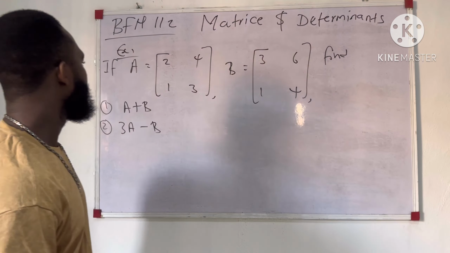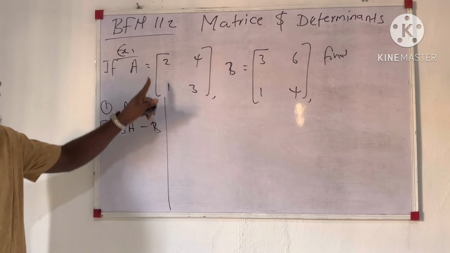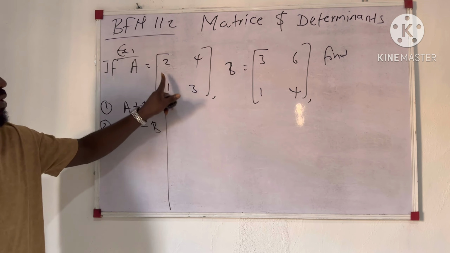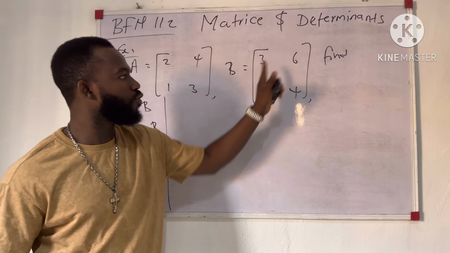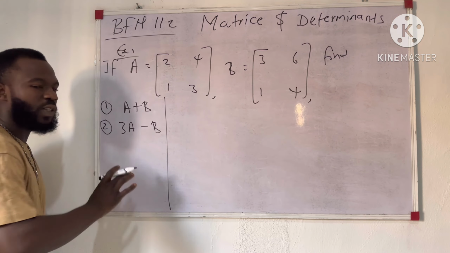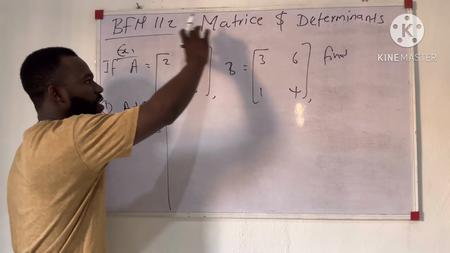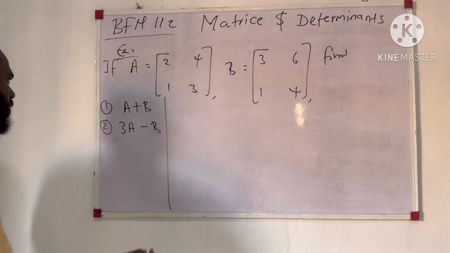First of all, matrix A is a 2 by 2 matrix because we have 2 rows and 2 columns. And matrix B is also a 2 by 2 matrix. We are told here to add, so it simply means we are adding all the elements in matrix A and all the elements in matrix B together for us to get A plus B. It's very simple. Let's go.